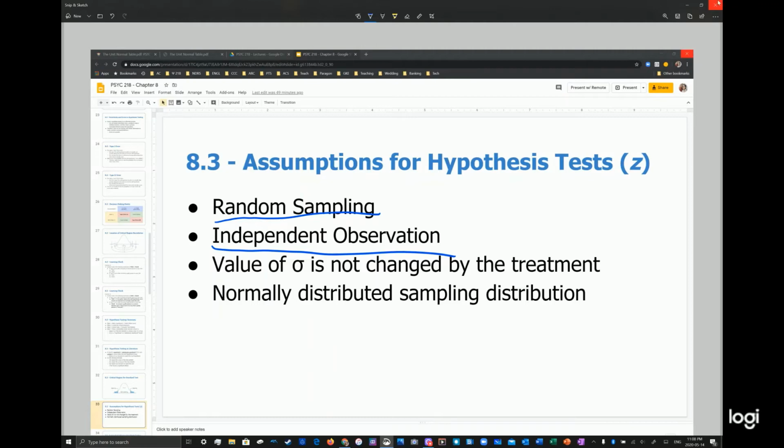That also leads to the next point. The variance and the standard deviation of the population is not changed by the treatment. We're gathering a sample from the same population, and the only change the treatment would make is to either increase or decrease the scores of the sample. We're trying to determine if that increase or decrease is going to change those scores as a whole. But we wouldn't expect the treatment to change the variability of the sample.